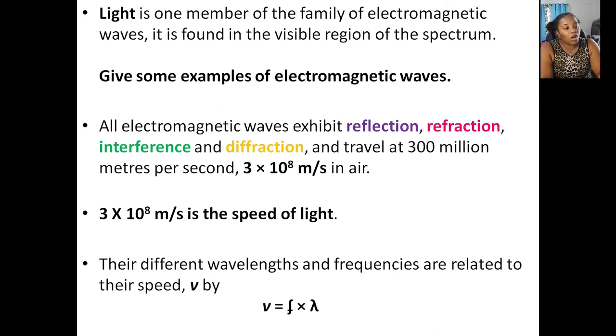Right. So all electromagnetic waves exhibit reflection, refraction, interference, and diffraction, and travel at 300 million meters per second in air, which is the speed of light. Their different wavelengths and frequencies are related to their speed by frequency times wavelength. Okay, so all of them have the same speed, but the things that are different are their frequencies and their wavelength.